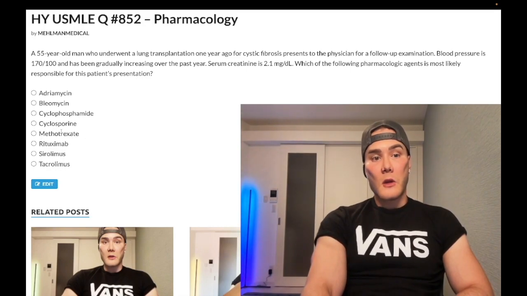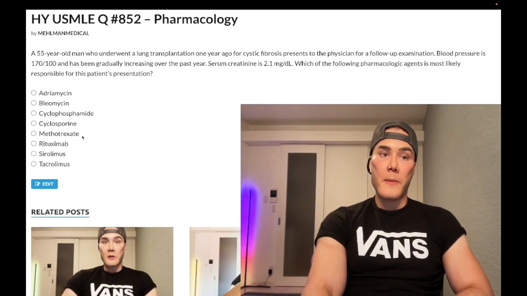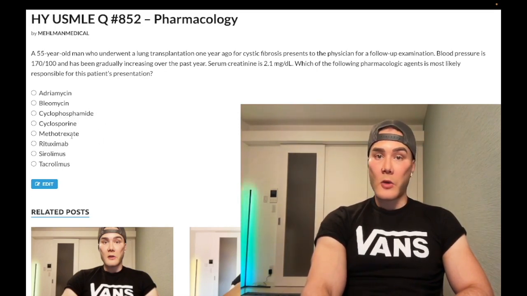So you can give folinic acid, not folic acid, folinic acid, which is known as leucovorin rescue, to help mitigate the toxicity. Don't confuse that with Mesna that we said was for cyclophosphamide mitigation. Methotrexate, wrong answer.